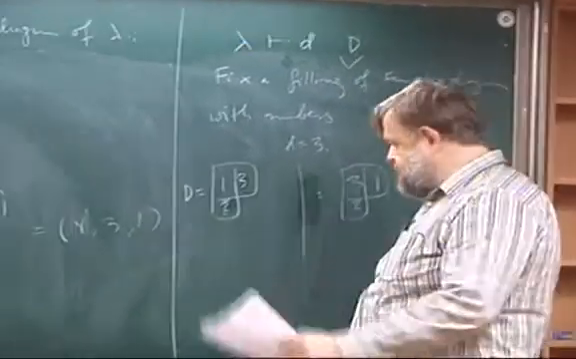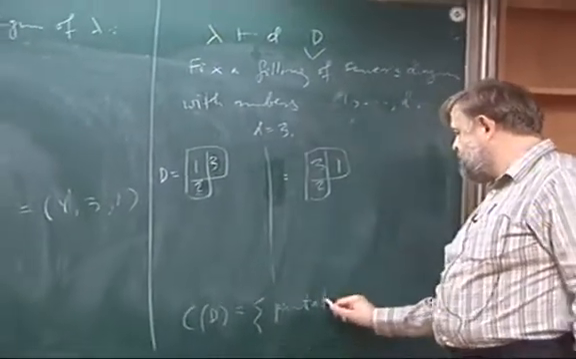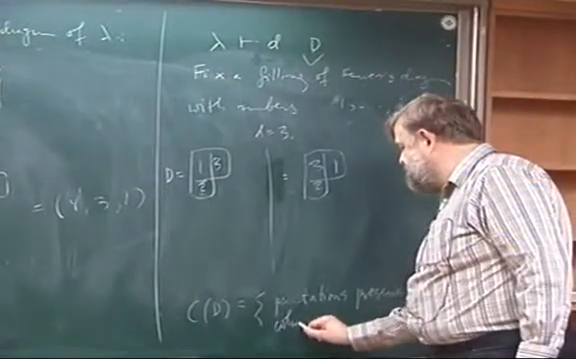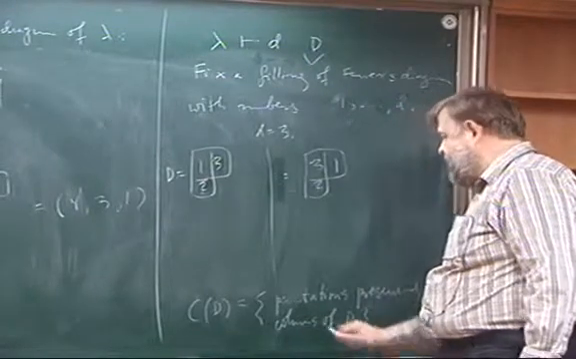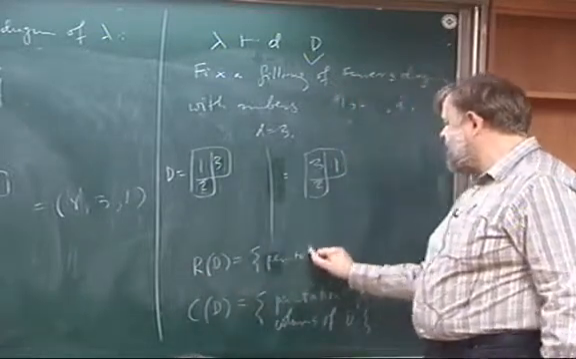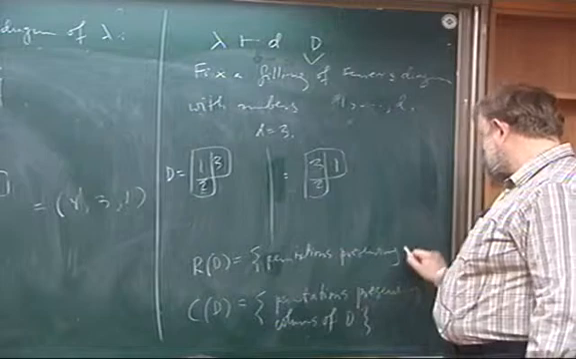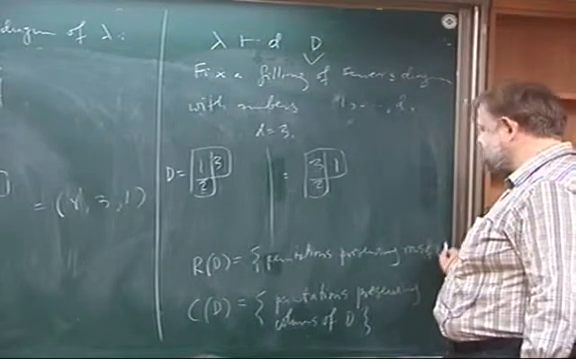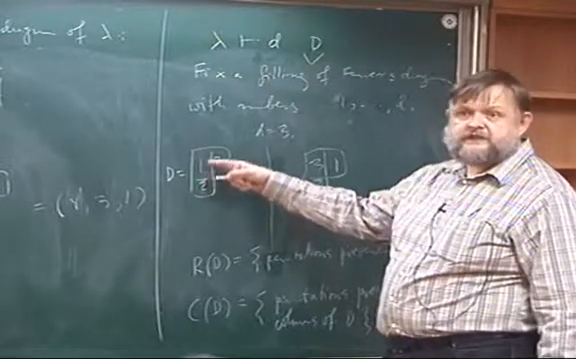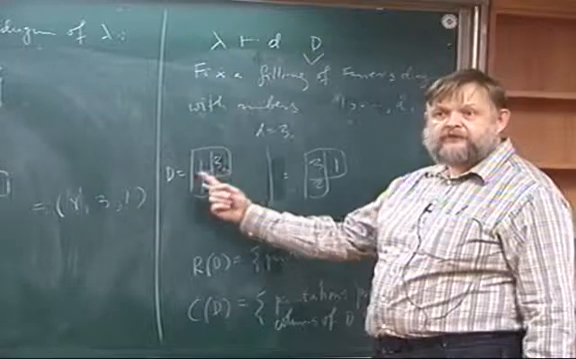There will be the subgroup C of D, which is all permutations preserving columns of D, and R of D are all permutations preserving rows of D. So for example, in this example, C of D will be just identity and the transposition of 1 and 2. And R of D will be identity and transposition of 1 and 3.